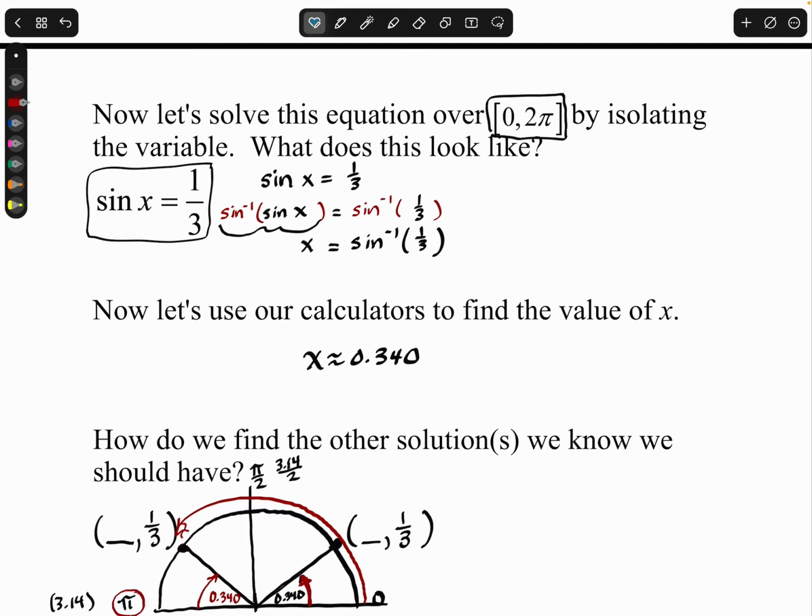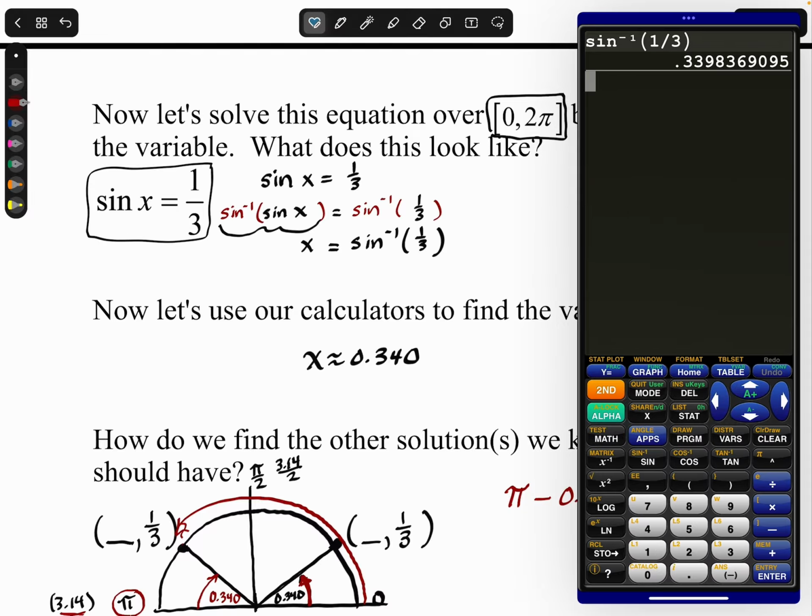We're going back from pi, which is like 3.14 radians. So let's use our calculator to figure out what our angle is. We'd say, okay, we're going to start at pi, because we're in that second quadrant, and we're going to go backwards 0.340 radians, right? So let's pull that calculator out, and let's do pi minus 0.340.